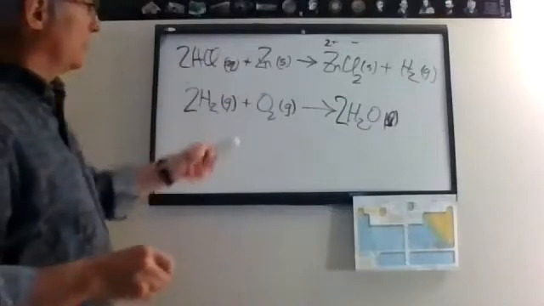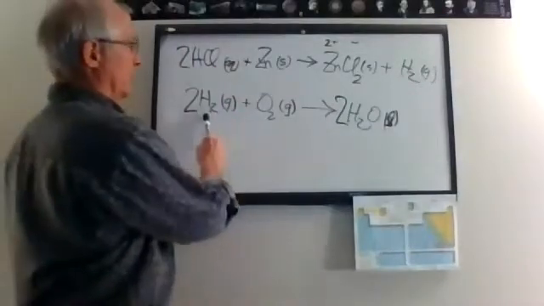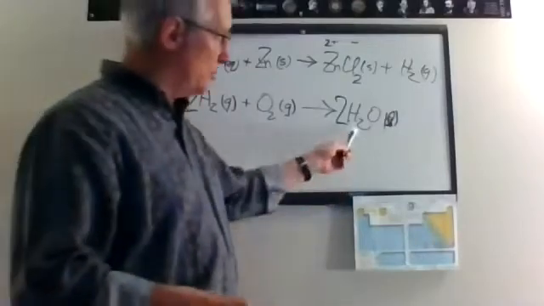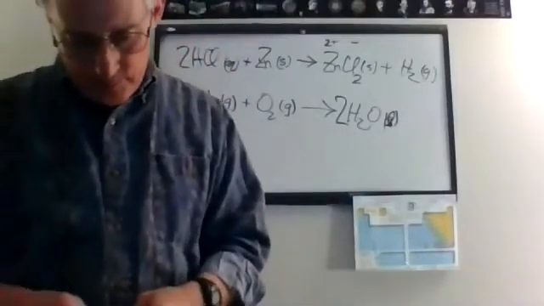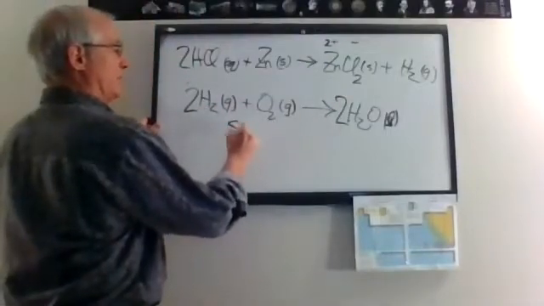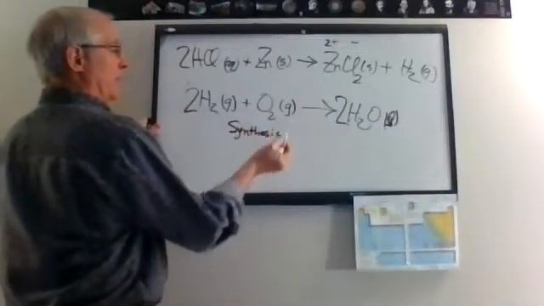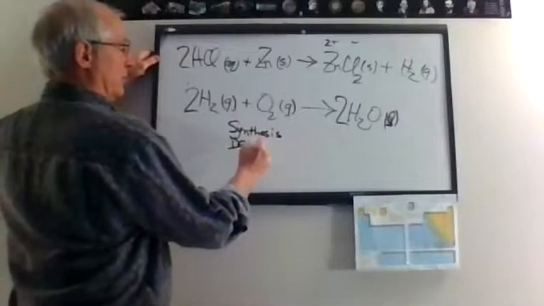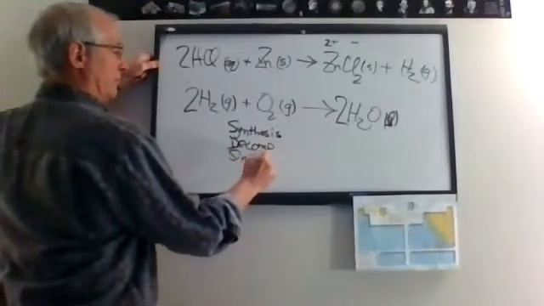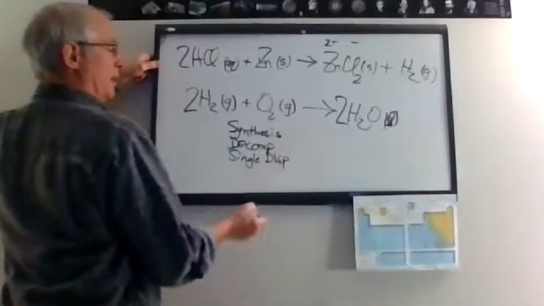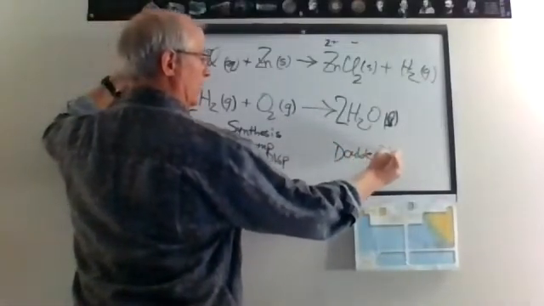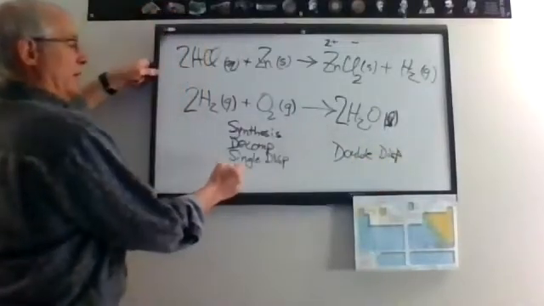This first one was a single displacement. This one is a synthesis, because you're taking these elemental forms and you're creating a compound. It's synthesizing. There's only one product, and that is water. So what are the 5 types of reactions that we had to choose from? We had synthesis. We had decomposition. Then we had single displacement. And then we had double displacement. I'm going to put it over here. And then we had combustion.